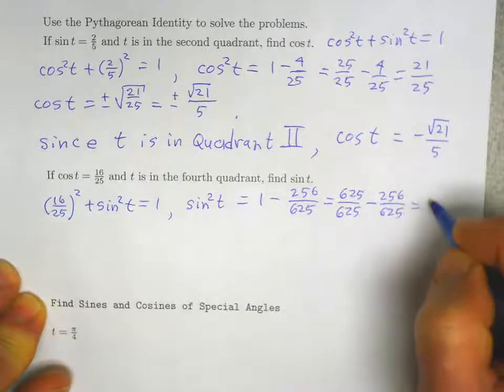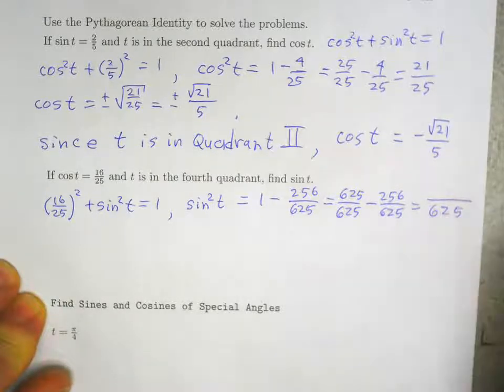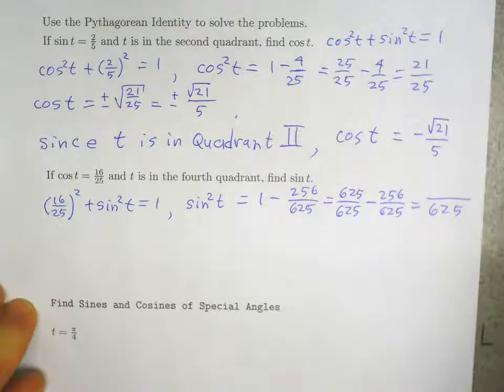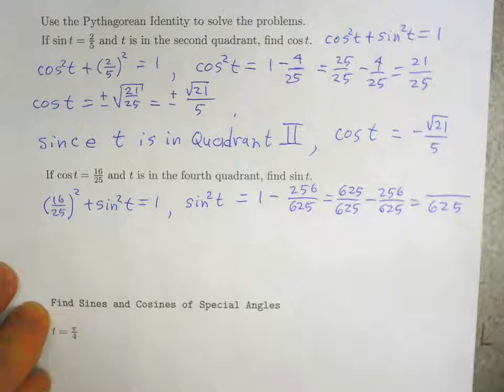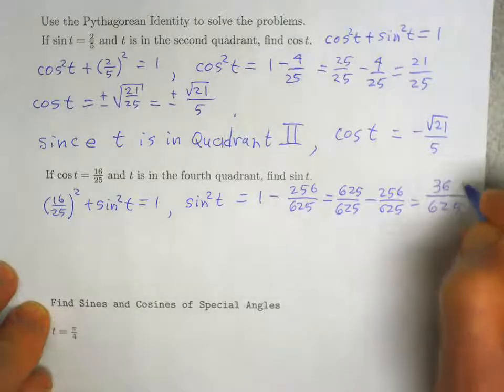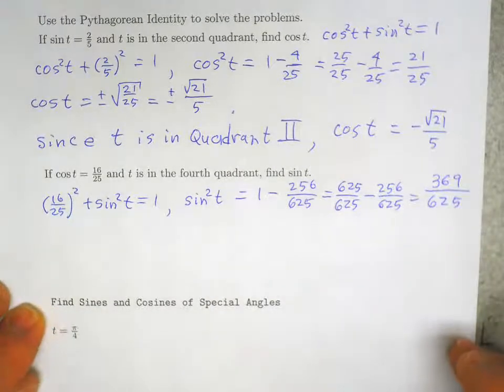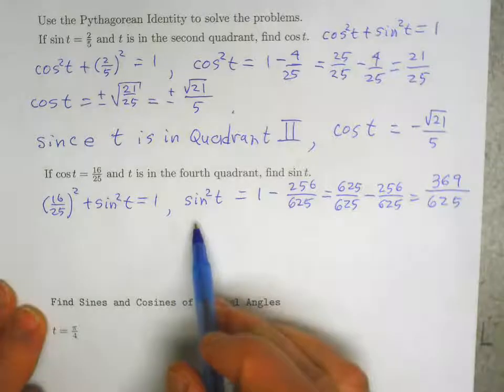And let's see, the denominator 625. And if we subtract 256, then we get 369 over 625. That's what sine of t squared is.